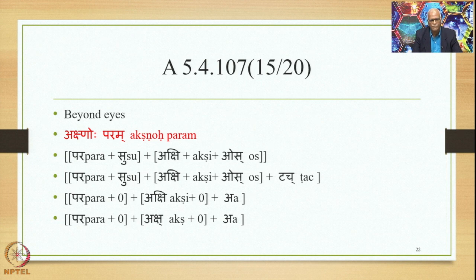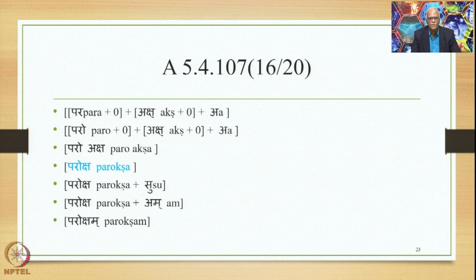This is the alaukika vigraha, and so we get the samasa saudhnya, and then we add the samasanta suffix tach over here. We also get the pratipadika saudhnya. So now we have para plus su plus akshi plus os plus tach, and then we apply supodhatu pratipadika yoho, and we delete both the sups. So we have para plus 0 plus akshi plus 0 plus a, and then we apply yasyeti cha, which deletes the final i in akshi, and so we have para plus 0 plus aksha plus 0 plus a.